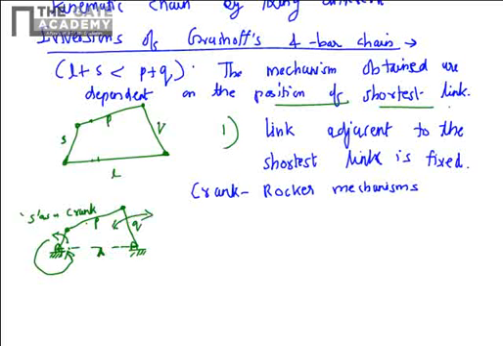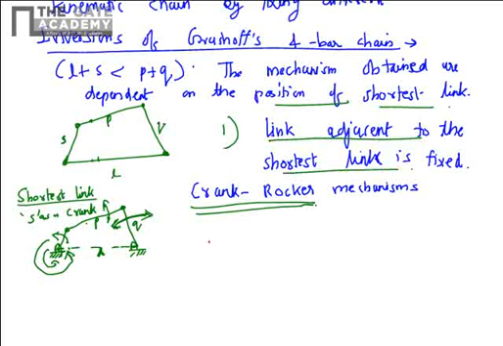So while the shortest link is rotating a full 360 degrees, the Q will have a rocking motion, and correspondingly P will also have some rocking motion. So that's why it is called a crank-rocker mechanism. So this is a category with the shortest link acting as a crank, and you have the link adjacent to the shortest link fixed.